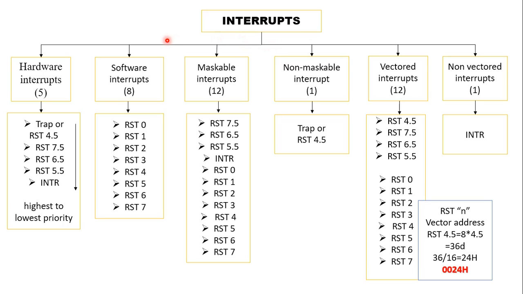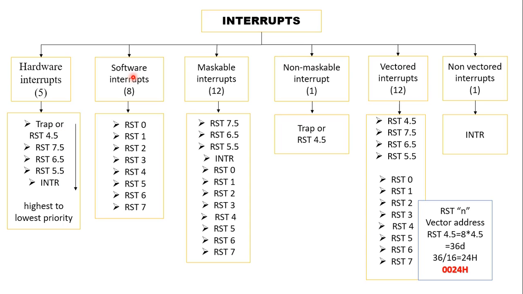Interrupts classification is as follows. Hardware interrupts. Hardware interrupts are also called pin interrupts. As we discussed before, these are externally initiated by the user. Among all these 5 interrupts, TRAP or RST 4.5 has the highest priority over the remaining interrupts. It means when multiple interrupts occur at a time for a microprocessor, the microprocessor pays attention towards the TRAP interrupt. And the order is as follows, highest to lowest.